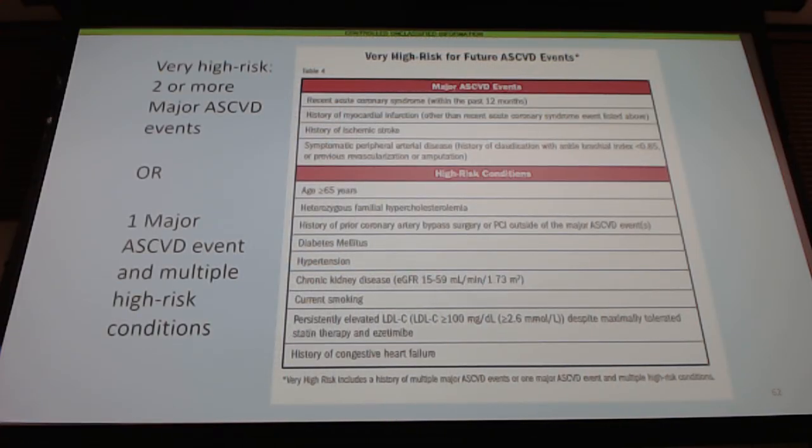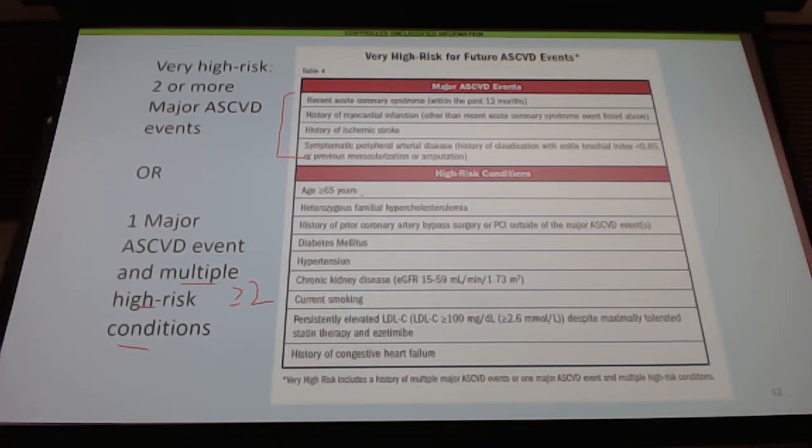So major would be they have had those ASCVD events, so they've had that heart attack, they've had that stroke, or they have symptomatic peripheral arterial disease. So do they have 2 or more of those, or do they have 1 of those and they have multiple high-risk conditions? Multiple means greater than or equal to 2.